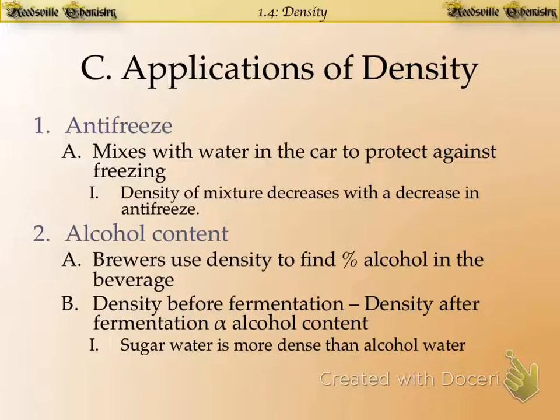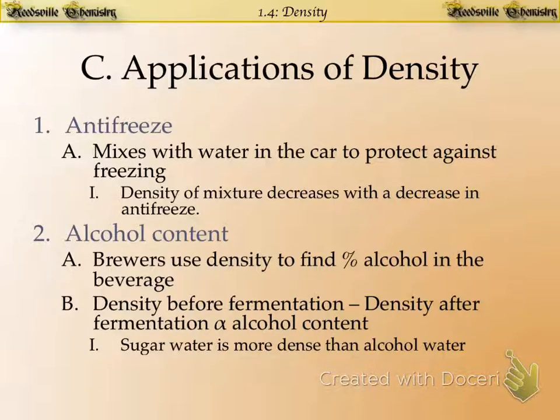And this is the main idea. Sugar water is more dense than alcohol water. That's how most alcoholic beverages start out, as some type of sugary water. Yeast is added to that sugary water. Fermentation proceeds, and then alcohol is one of the byproducts. The alcohol water is less dense than the sugar water. If we know the difference in densities, we know how much alcohol has been produced.